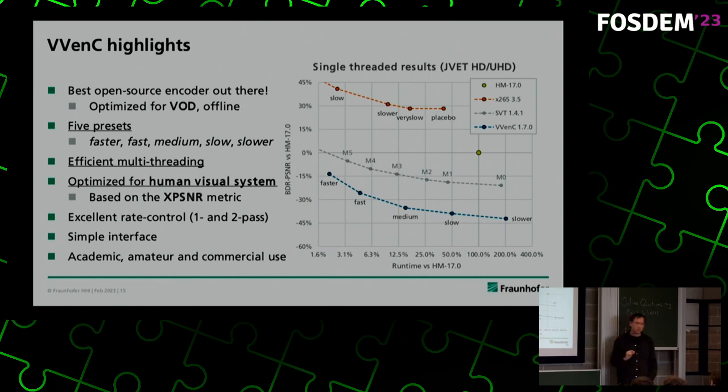We have really excellent rate control, with bitrate deviations rarely more than 2%, and almost never more than 5%.